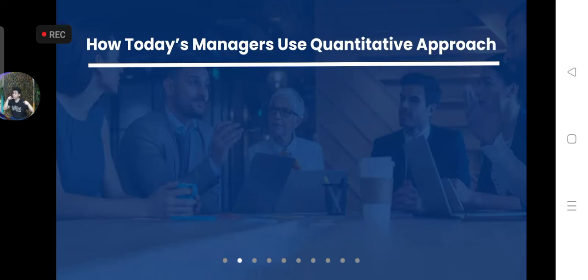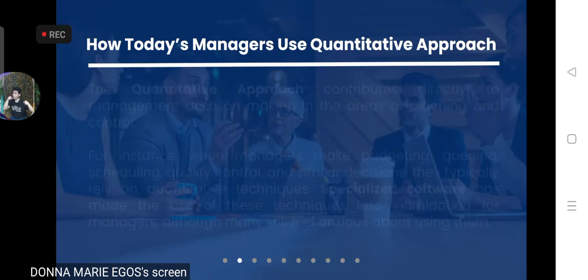So, how do today's managers use the quantitative approach? As we all know, these approaches were derived from years past, and we may wonder how today's managers are going to apply these approaches to today's generation.